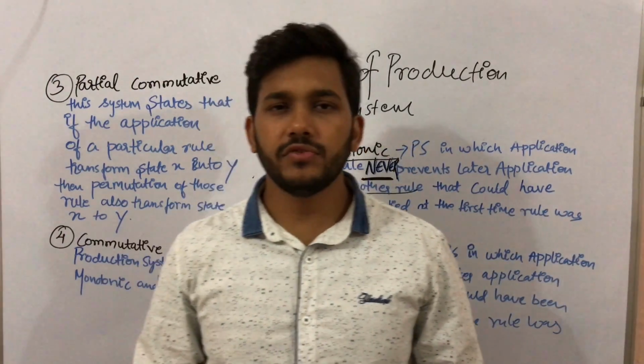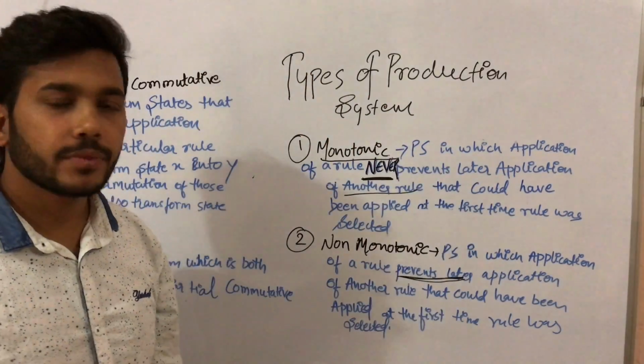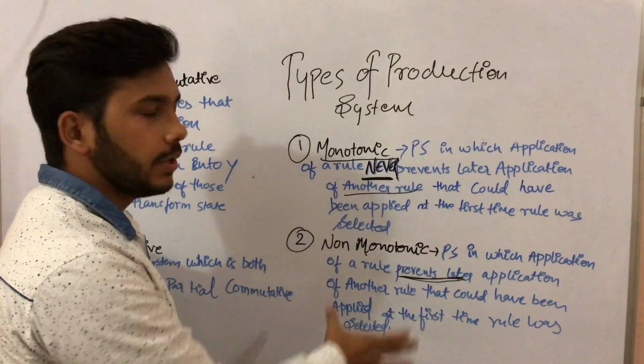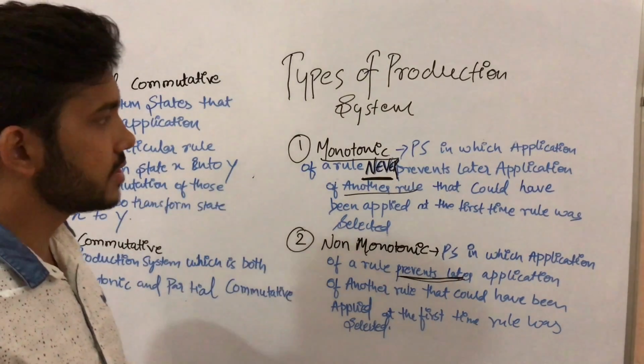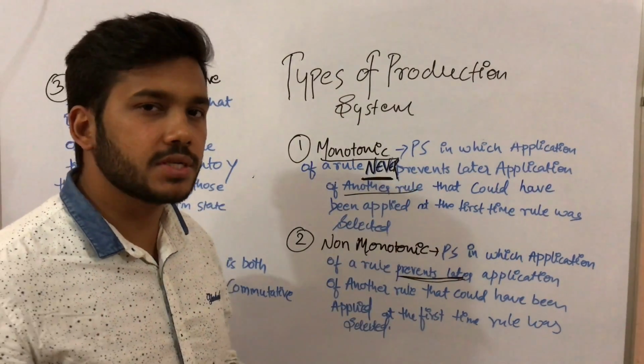So hi guys, in this video I'm going to talk about types of production system. Basically there are four types of production system: monotonic, non-monotonic, partial commutative and commutative production system. So basically, what is a monotonic production system?